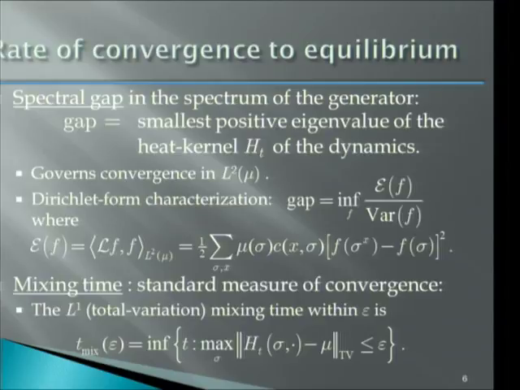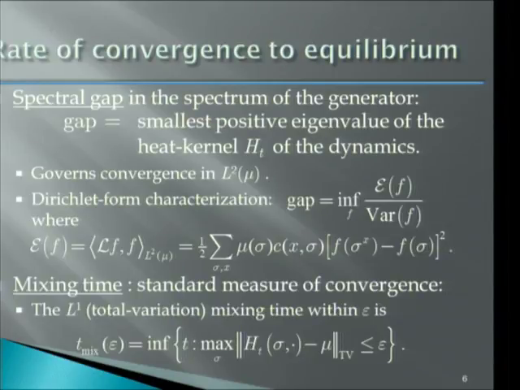Another standard way of measuring convergence is looking at L1. So here, this is the probability at time t starting from state sigma. So H_t of sigma minus the stationary distribution, and the distance here is total variation, which for a finite set of states is just, up to a factor of 2, the L1 distance. So we are measuring the first time t such that this L1 distance drops below epsilon.